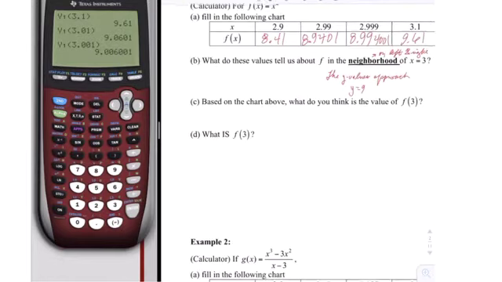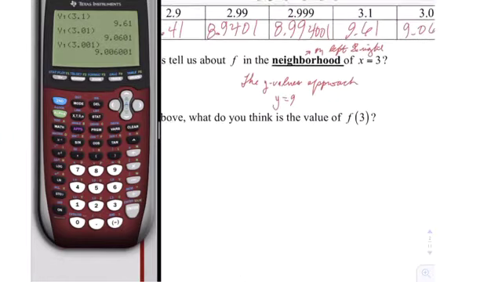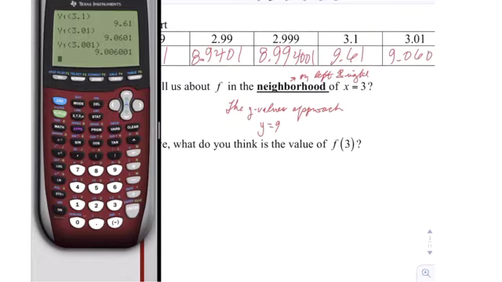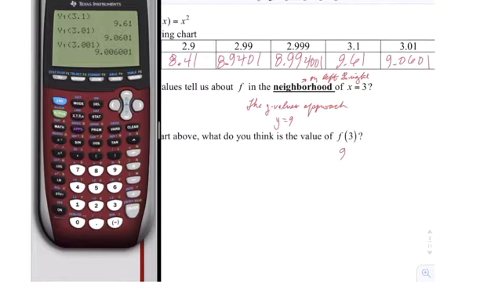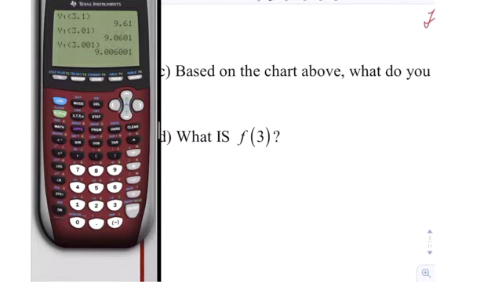Now, based upon that, what do you think the value of f of 3 is? That is, if I went to the graph and actually stood at x equals 3, what y value do you expect to stand at? It would be very reasonable to think 9, right? If it's so close to 9 from the left, and so close to 9 on the other side from the right, then it would appear if you actually stood there, you'd be standing at 3, 9. Okay. Now, what is the value of f of 3? It is 9. How can we figure that out?